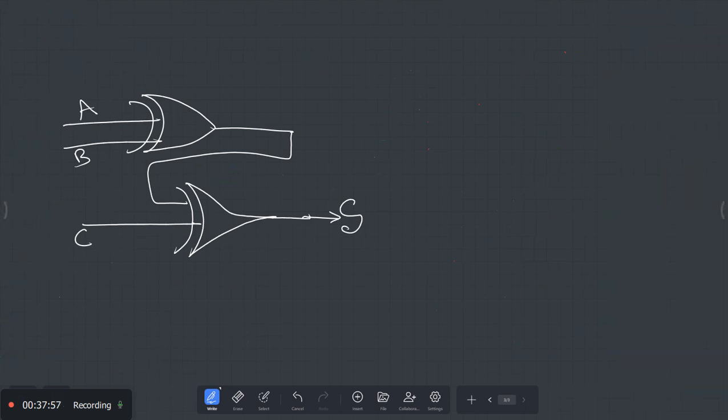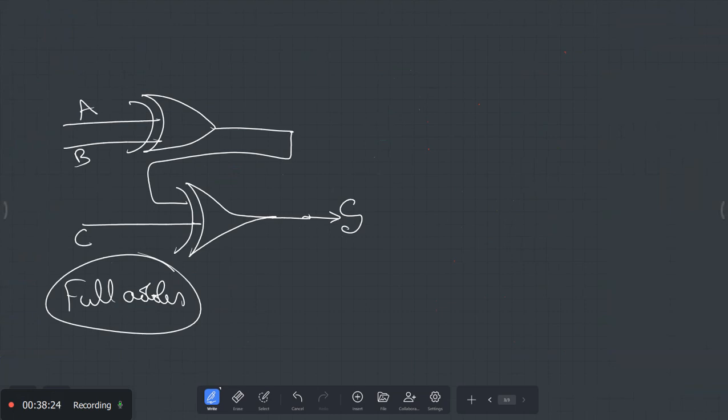And what is this? What have you done? Tell me. Implementing the full adder. Implementation of full adder. This is nothing but your full adder. Now, this is your full adder. From where did you start your design? Tell me, from where did you start your design?